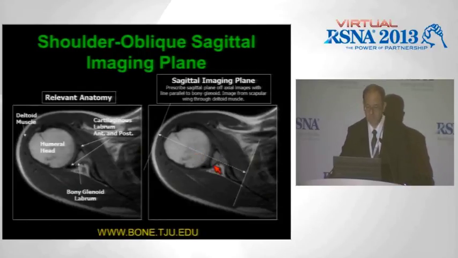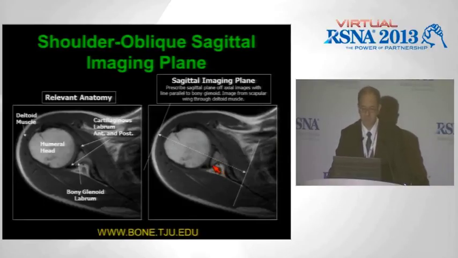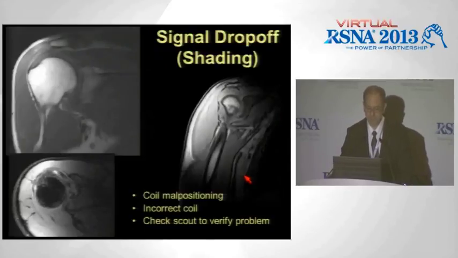Our oblique sagittals can be done parallel to the glenohumeral joint, but you need to follow them back medially because you need to see the bulk of the muscles to see whether they're atrophied.